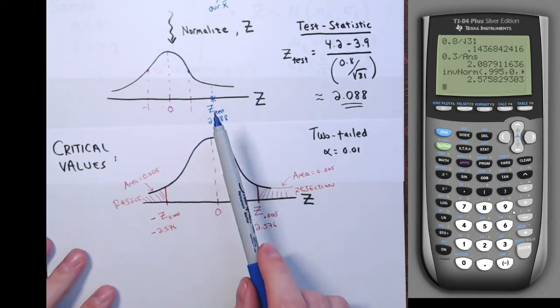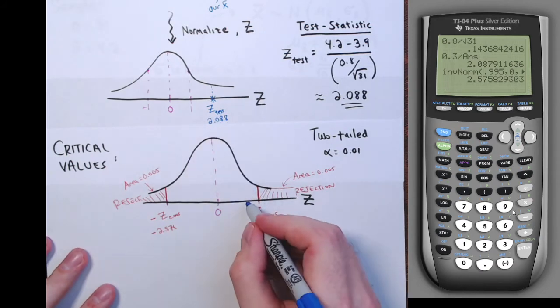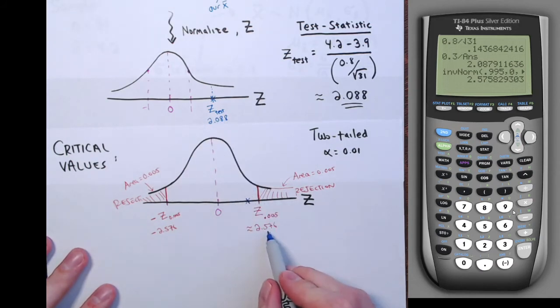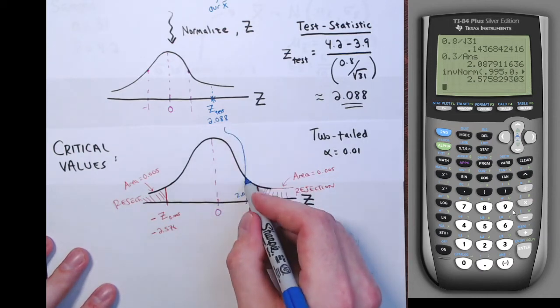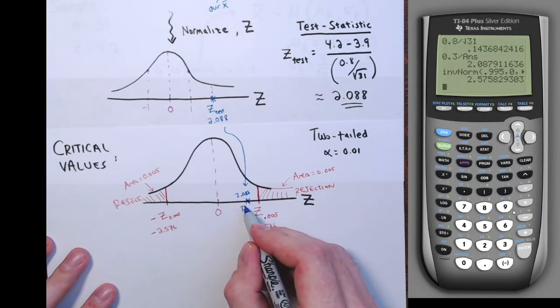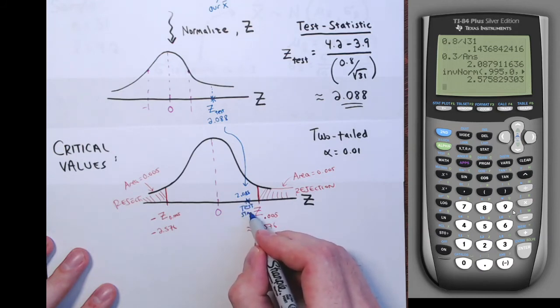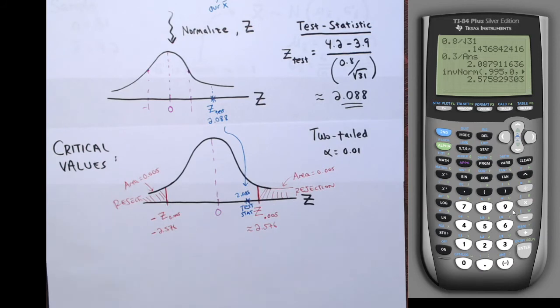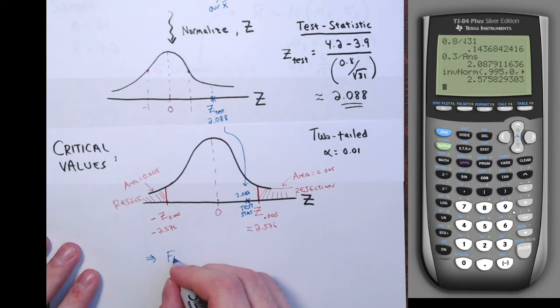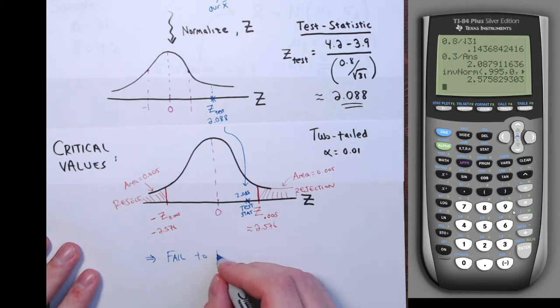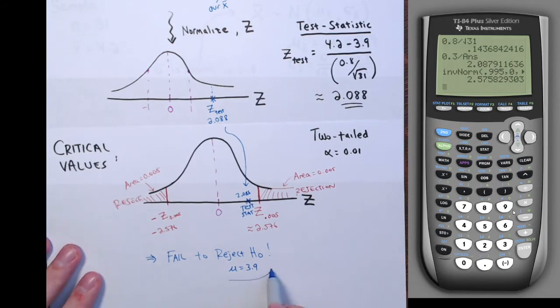Well, look at our test statistic. It was 2.088. That is not bigger than 2.576. Our test statistic is here, and that's not in these rejection regions. So, looking at this picture, I'm not going to reject the null. We're going to fail to reject the null. We don't reject the null, and the null was that the mean was 3.9. So we're going to keep that.